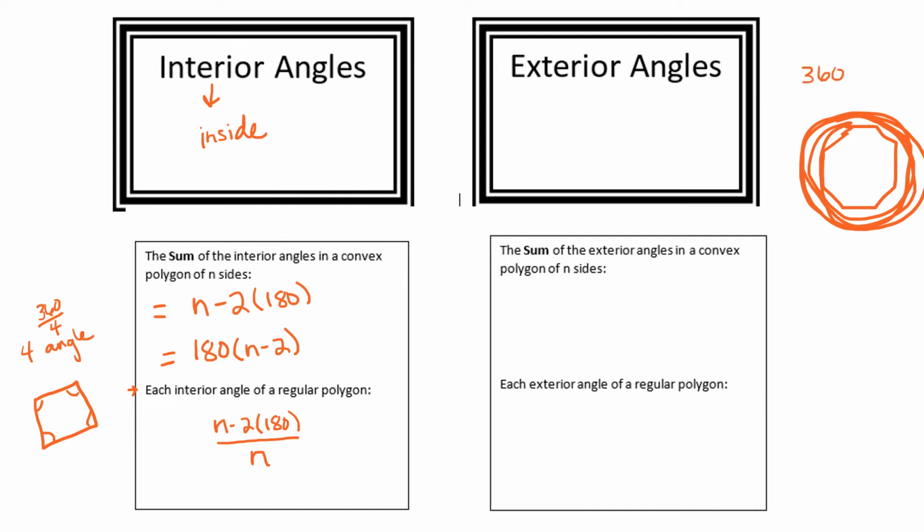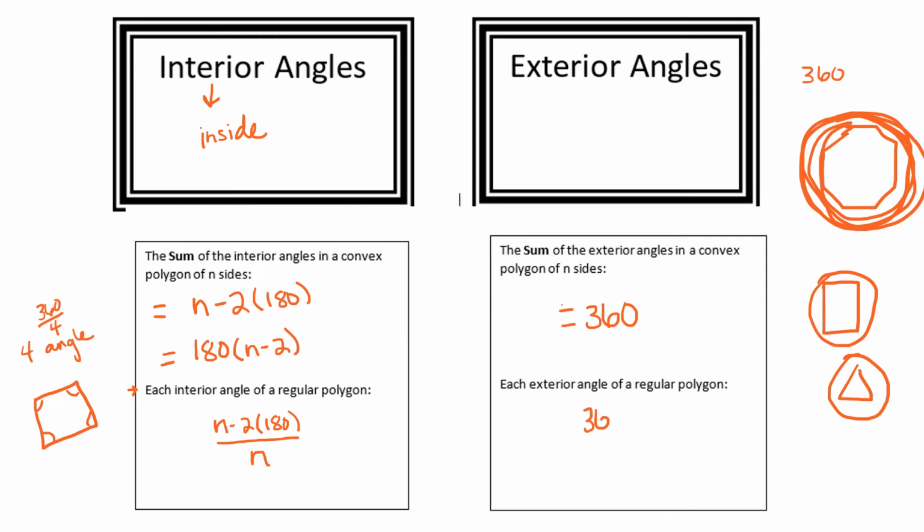There's 360. So the angles on the outside of any shape, if I were to draw a square, a rectangle, a triangle, the angles, if you add all of them up, are always going to equal 360 degrees. Always. No matter what type of polygon I have, it's always going to equal 360 degrees. But now if I have a regular polygon, that means all of those exterior angles must be the same.